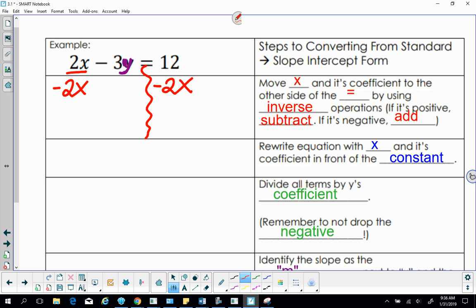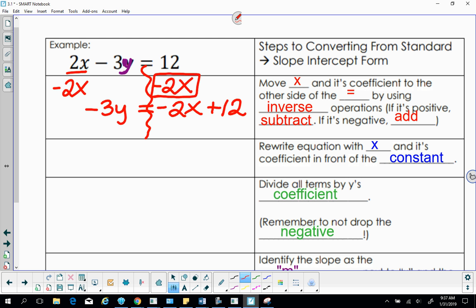Perfect. Yaslin, can I combine those? Why not? Because one has x, right? And one doesn't. So I'm just going to rewrite it. And don't drop that negative, negative 3y. But when I rewrite it this time, I'm going to put the x and its coefficient in front. So see how this is minus 2x or negative 2x? I'm going to write that one first. Negative 2x. And 12 is positive, so I'm going to put plus 12.